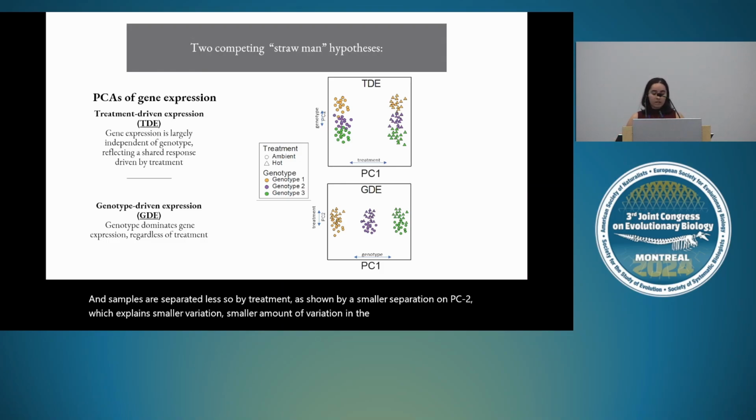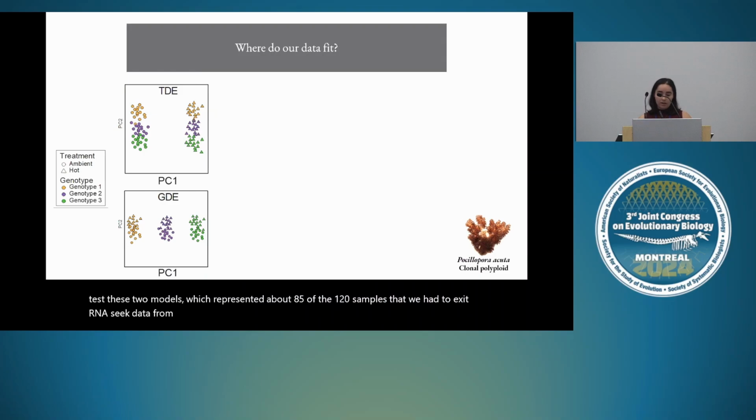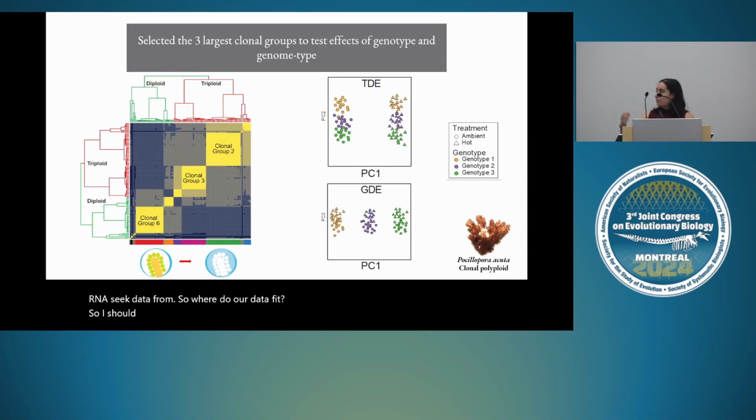And then, for Pocillopora, because we had 8 genotypes, we selected the 3 largest clonal genotypes to test these 2 models, which represented about 85 of the 120 samples that we had collected RNA-seq data from. So, where do our data fit? I should say beforehand, of these 3 genotypes, we had 2 triploids and 1 diploid group.